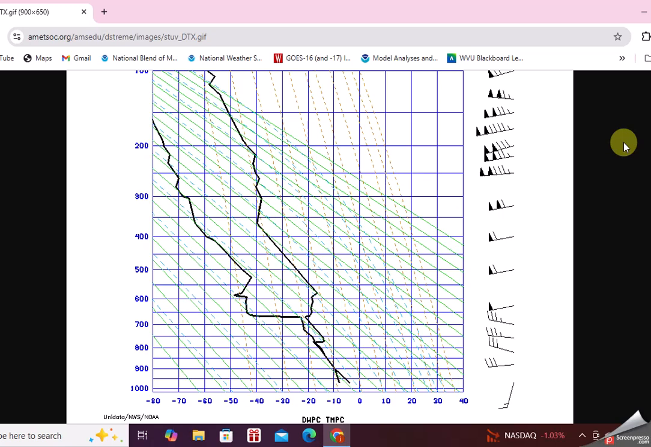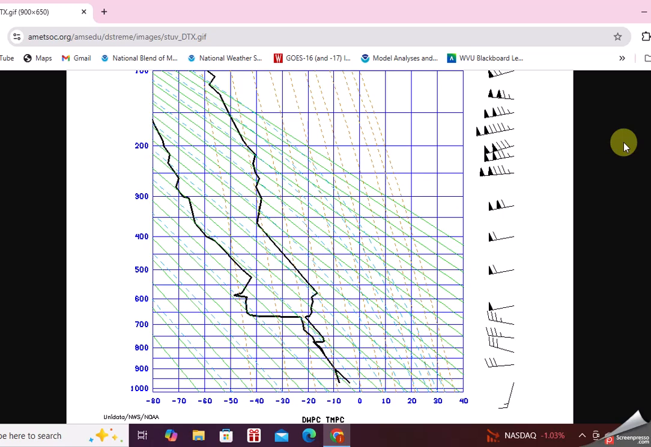This place is Detroit today. All we're doing here, on the left-hand side is pressure dropping. There's 1,000 millibars, 900 millibars, 800, 700, and so on. Then straight vertical lines up are temperatures. So we plot an actual atmospheric temperature and a dew point, which is just a measure of moisture.